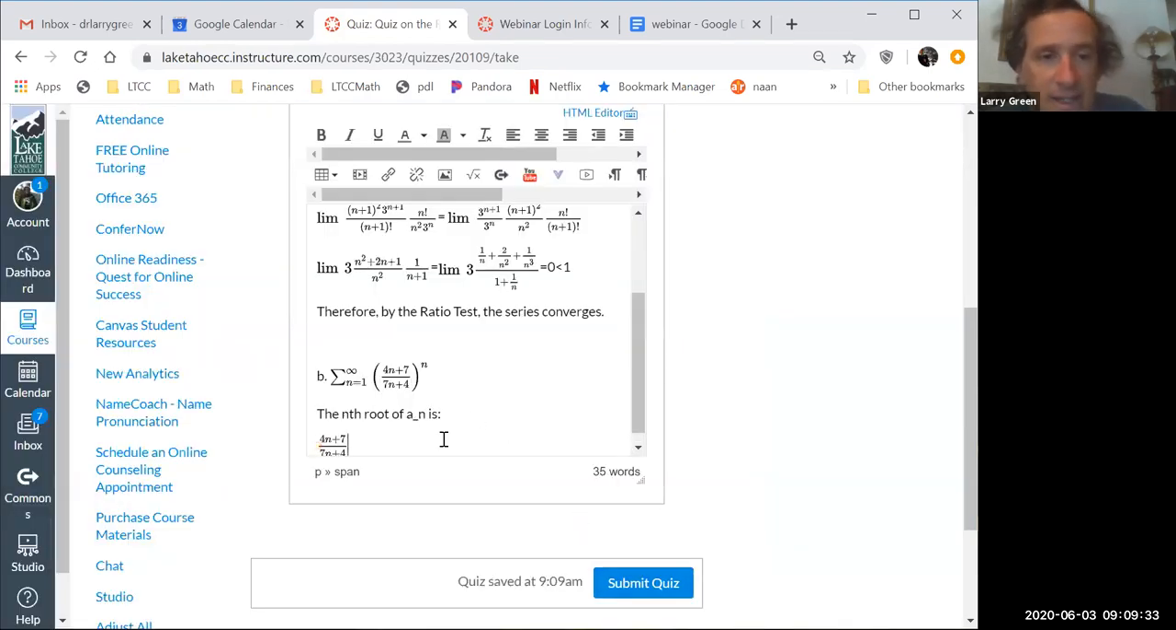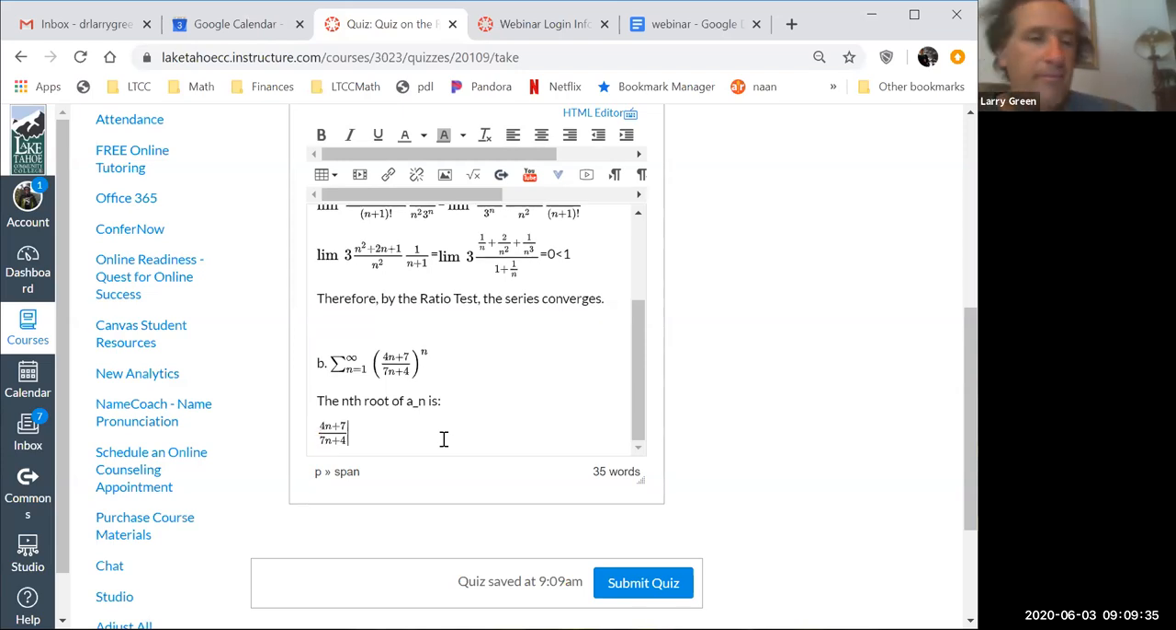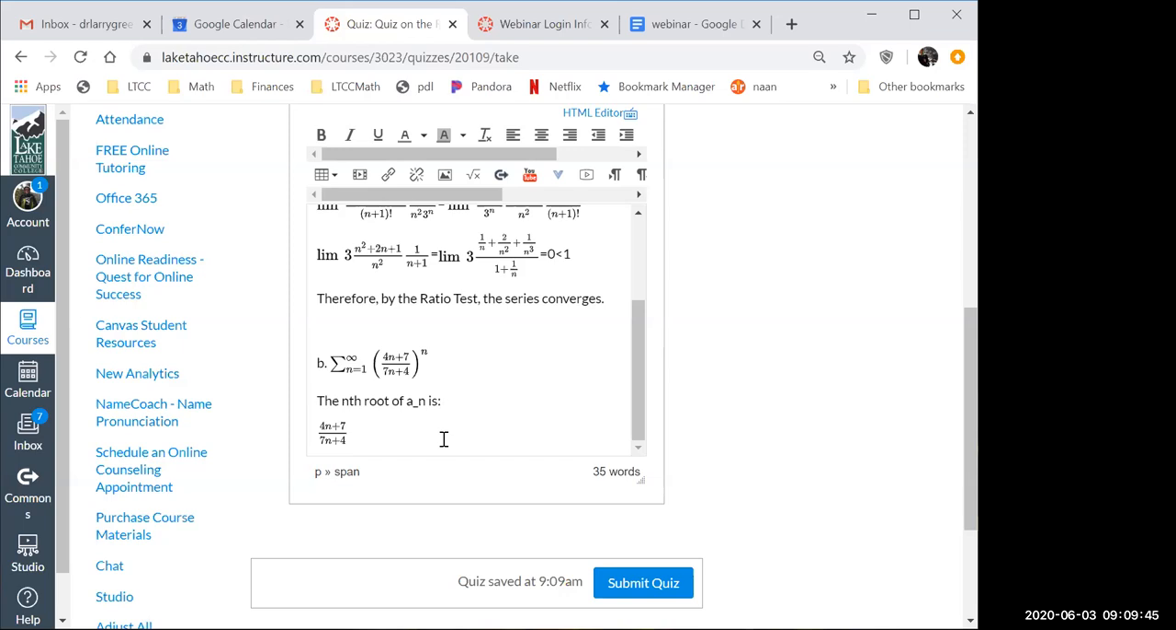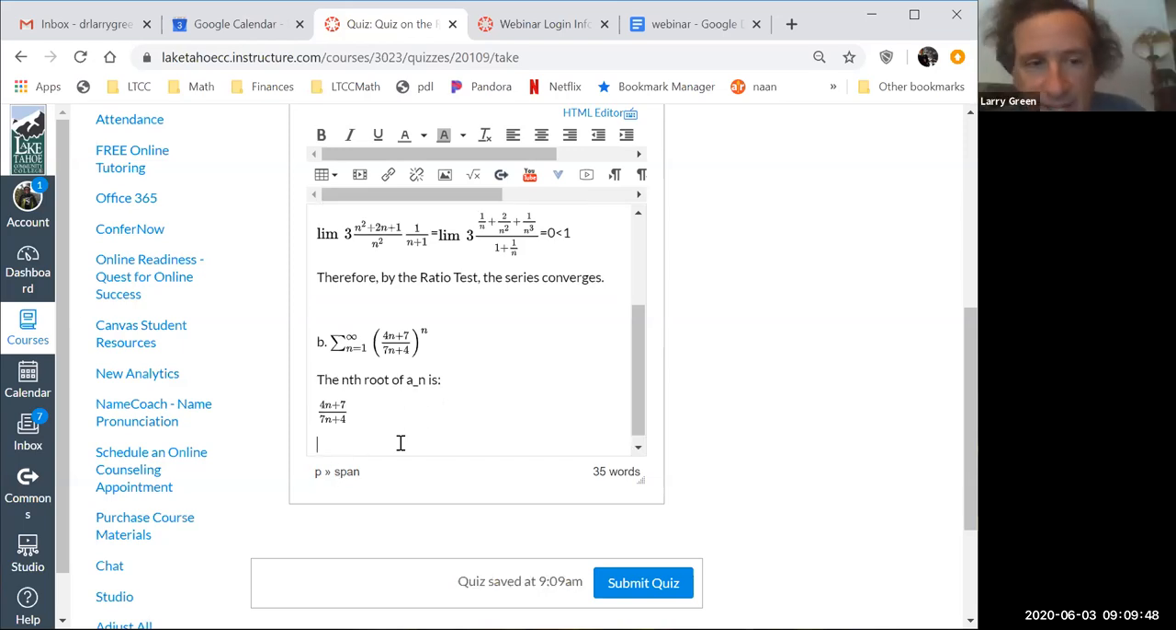Everyone good with that? Any questions at all on that so far? So we've taken the nth root, and now what are we supposed to take? The limit as n approaches infinity. Yeah. So now take the limit as n approaches infinity.